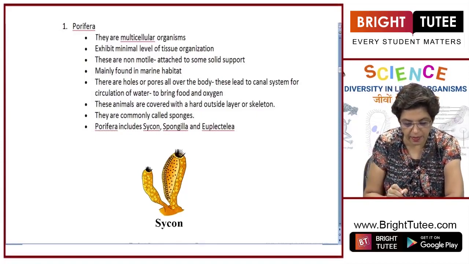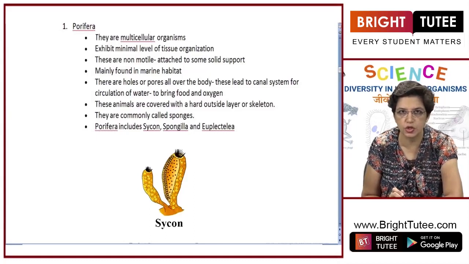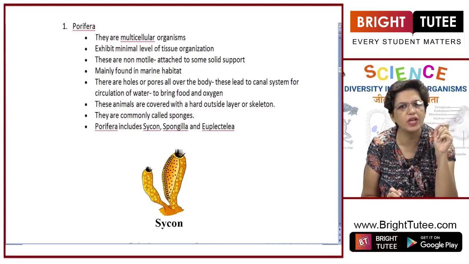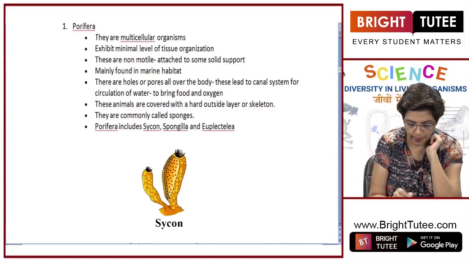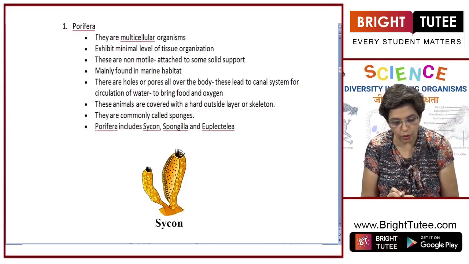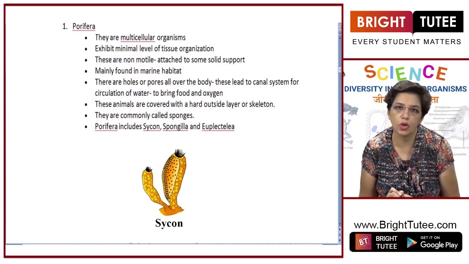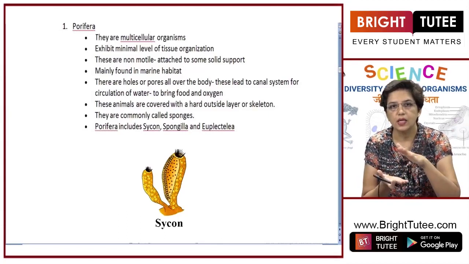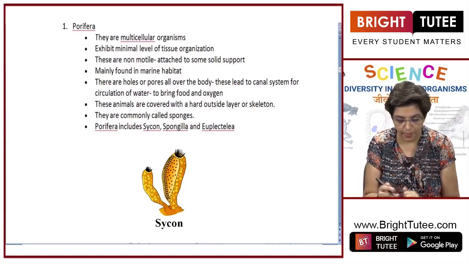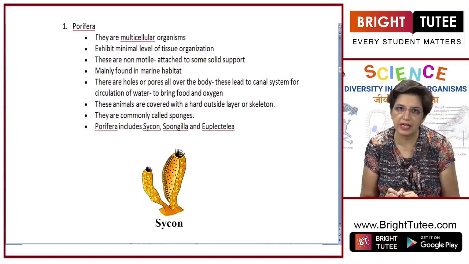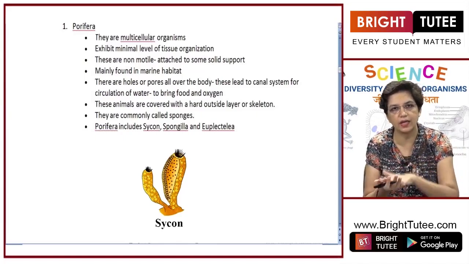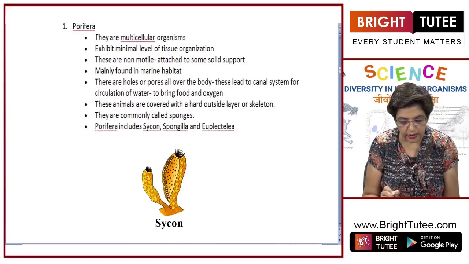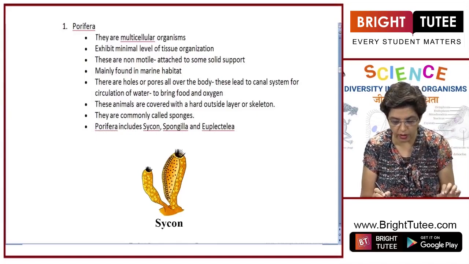Next, they exhibit a minimal level of tissue organization, that is, they have actually cellular level organization, very few tissues are there. Next, these are non-motile, they are attached to some solid support. These are the only animals which are non-motile. Mainly they are found in marine habitats on the base of the sea, attached to some stones or the land.